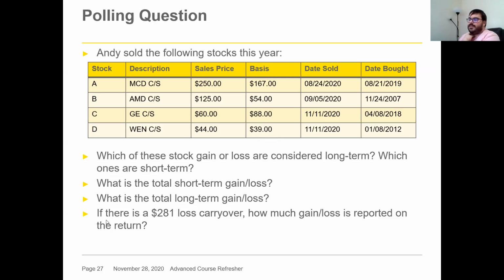Then let's suppose there was a $281 loss carryover from the prior year. How much gain or loss do you report on the return? You would basically offset them. So if you have $131 of gain, you can subtract the $281 of loss. So you actually would report $150 worth of a loss, and the carryover would go away.